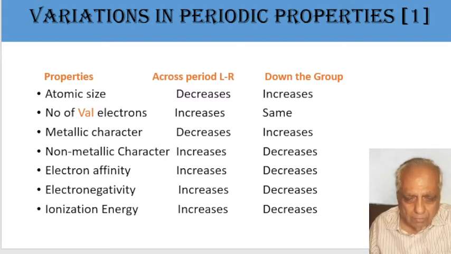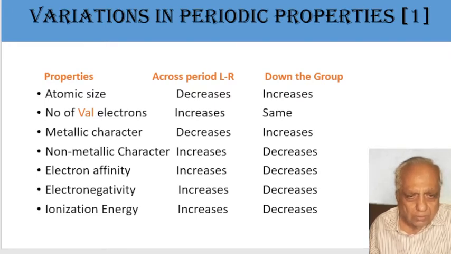So today I will continue with the variation of periodic properties of elements along the period from left to right and down the group. Yesterday we had made the beginning and we have studied 7 properties, variation along the period and down the group. Let us first revise that before we start today's topic.